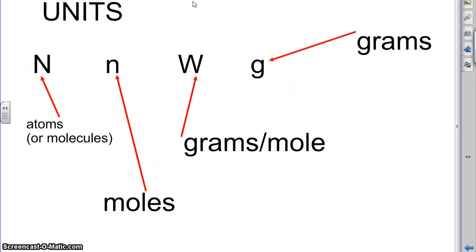Units. The capital N will be atoms or molecules, depending on what you're finding. If it's for an element, you would use atoms. And if it were a compound of some sort, you would use molecules. The unit for n, the unit for moles, is moles, of course. The unit for W, just like before it was grams per SOLAM, now that our groups are no longer SOLAMs, they're moles, so it's grams per mole. And the G unit hasn't changed, it's just grams.